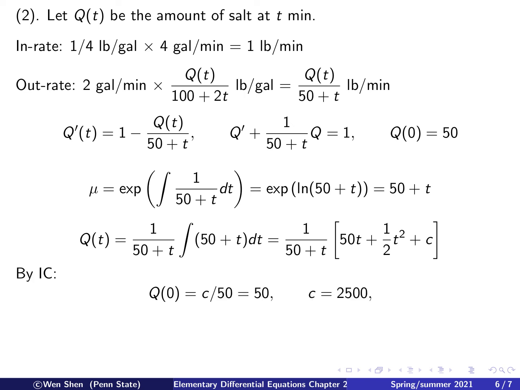And then we need to find the constant using the initial condition, as always. Putting t equals 0, I get c over 50, and that shall be 50. This gives us c is 2,500. Okay, we can now plug the c value in, and we can write out our solution, Q of t, which answers question number 2.